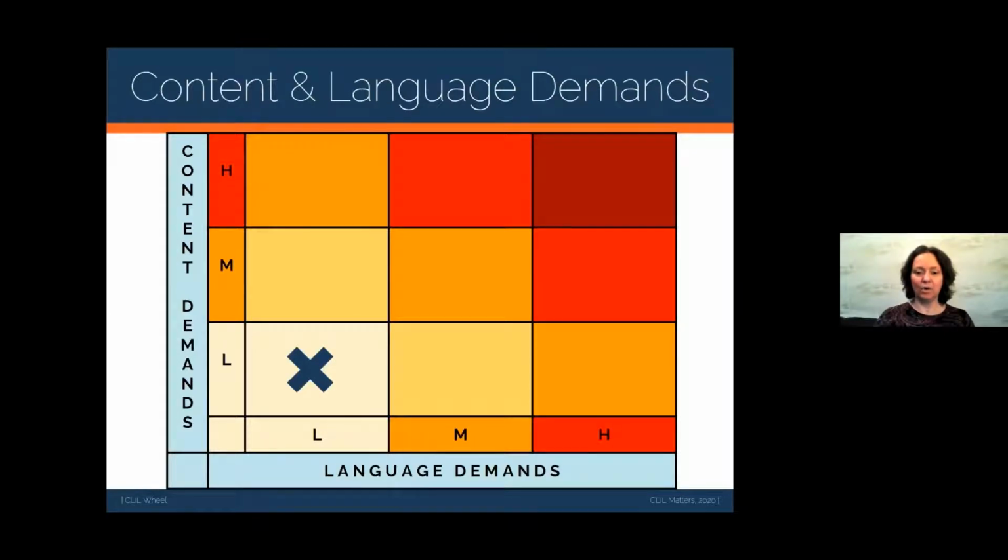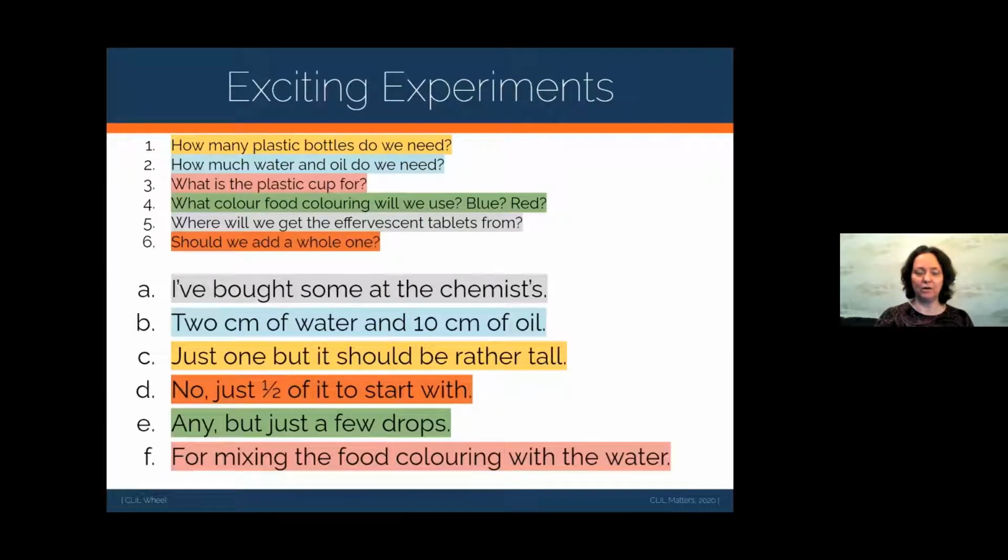Okay, so what next? What do I do with this dialogue? So I've got this dialogue, and I would like my students now to take information from there and tell me what I should do. What do I need for the experiment, and what I should do with the stuff that I have.